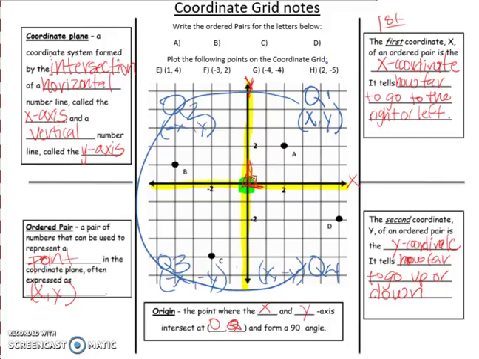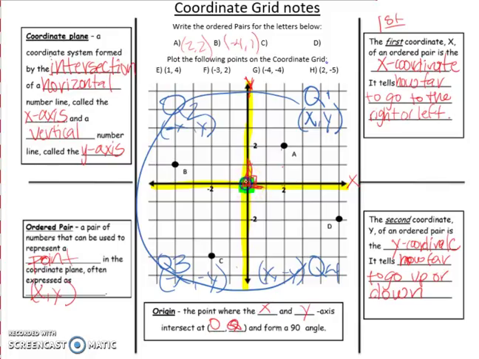So if you look at these examples, it says write the ordered pairs for the letters below. So letter A, you always start at 0, 0, then you go x first. So 1, 2. So our x coordinate is positive 2, then we went up 2. So A is 2, 2. B started at 0, 0, 1, 2, 3, 4. So we went to the left, so it's negative 4. And then we went up 1. So our ordered pair is -4, 1.